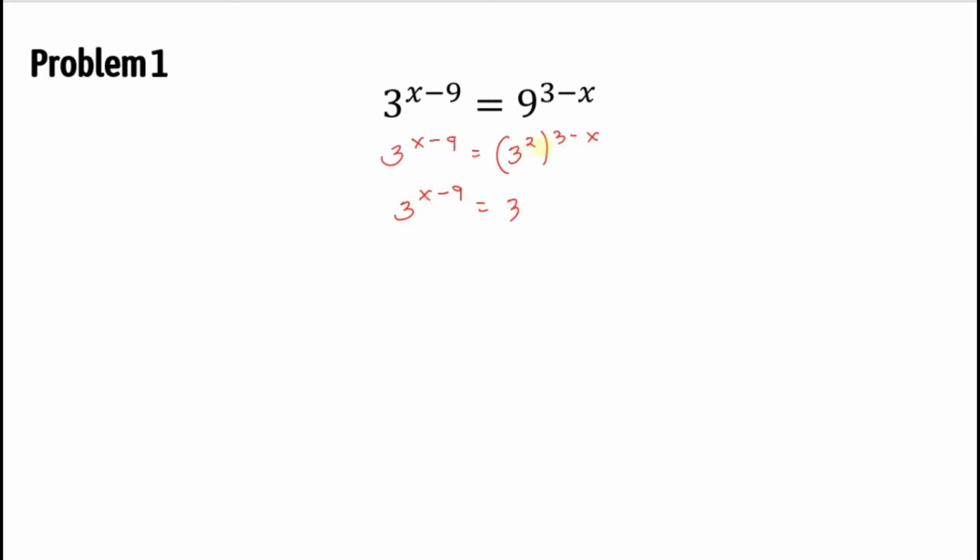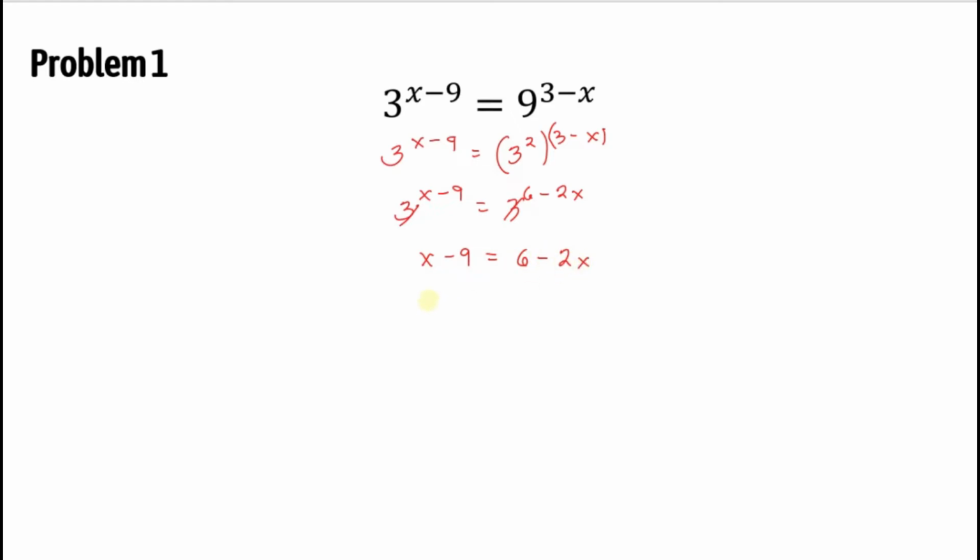Then, power of a power, so we just multiply 2 to 3 minus x. So, distribute 2 times 3, which is 6. Then, 2 times negative x, negative 2x. So, magkatulad ng base, so we can cancel this and equate the exponents. So, we have x minus 9 equals 6 minus 2x.